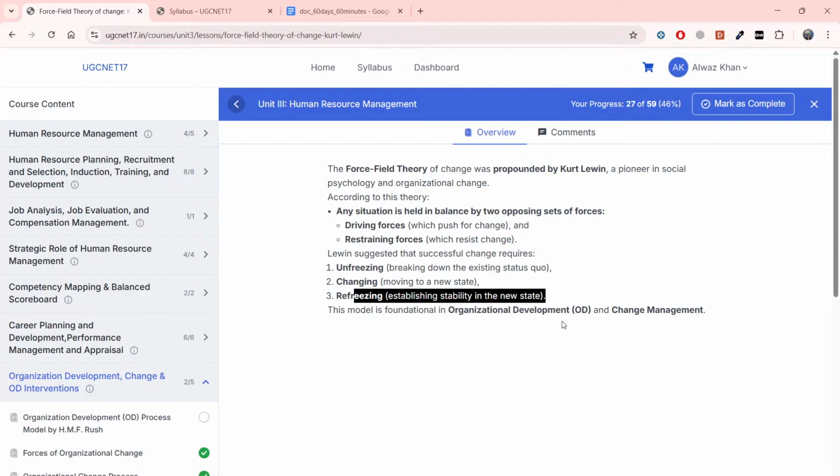This model is found in organizational development and change management. So this is common in any organization. If you bring about a change, there will be people who will resist it and people who will drive it. So what you do, you unfreeze, you break down the existing status quo, you change, moving to a new state, and refreeze, establishing stability in the new state.